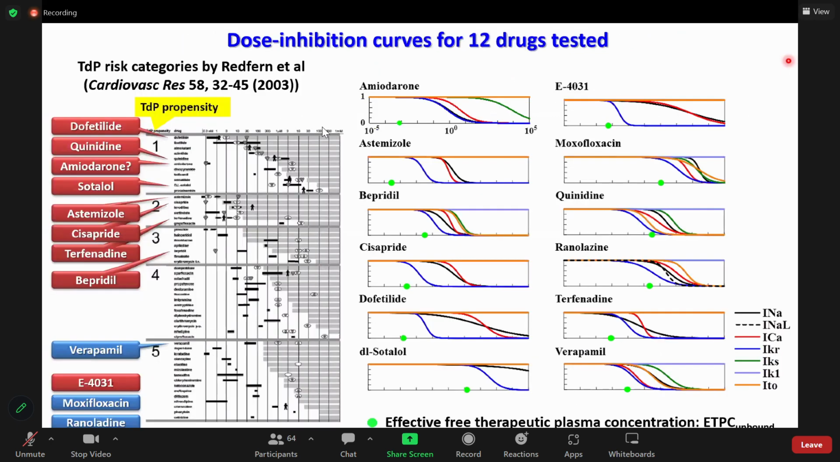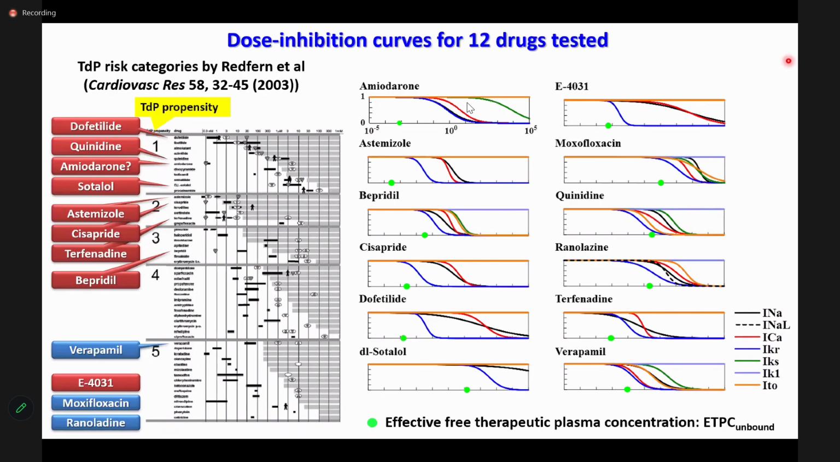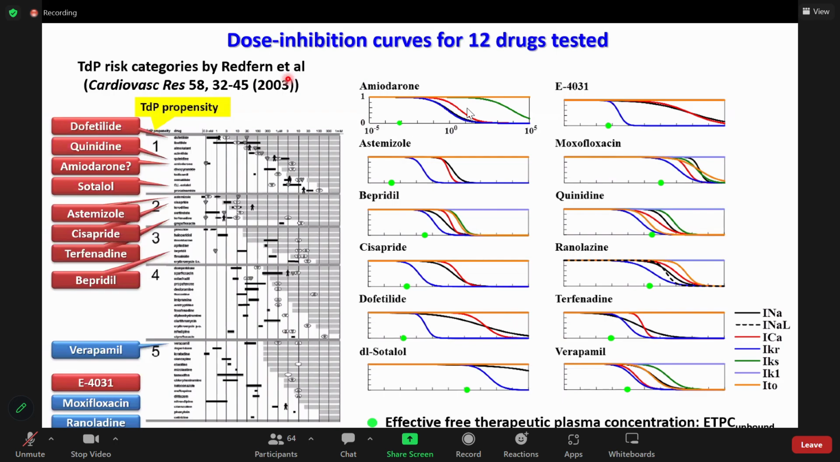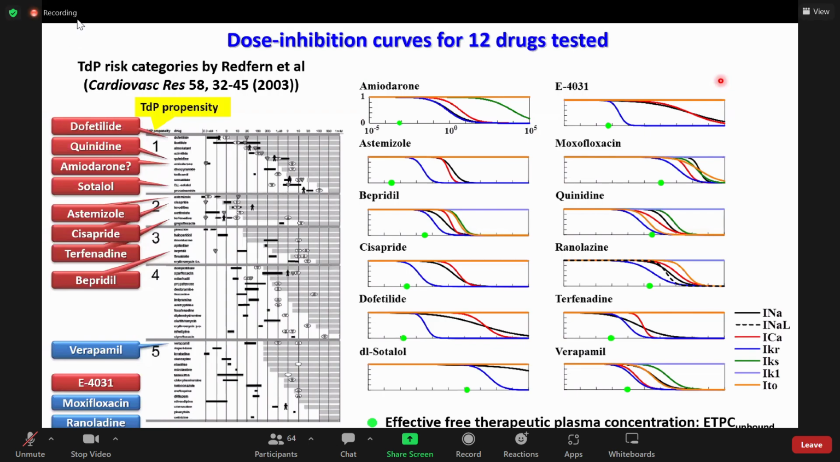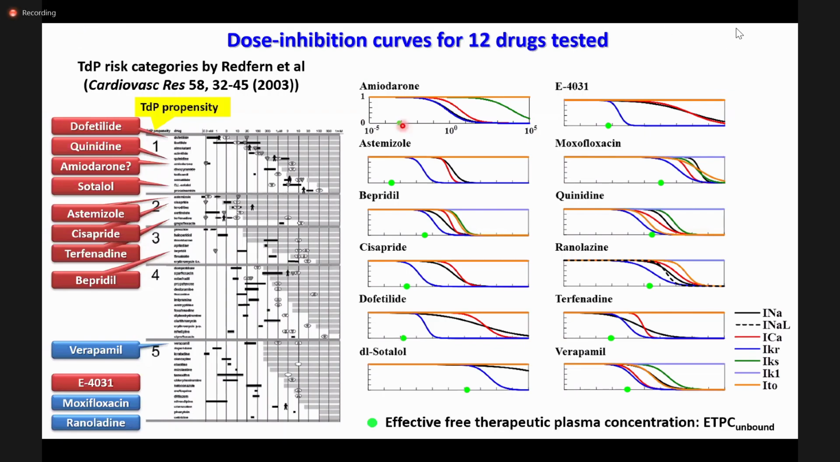To evaluate the predictability of our simulator, we selected the 12 test drugs from the TdP risk category by Redfern. On your right, there are dose-inhibition curves for 12 drugs tested about 7 ion channels. Green circle corresponding to effective free therapeutic plasma concentrations. In this study, drug concentration is quantified by the multiples of the ETCP unbound.